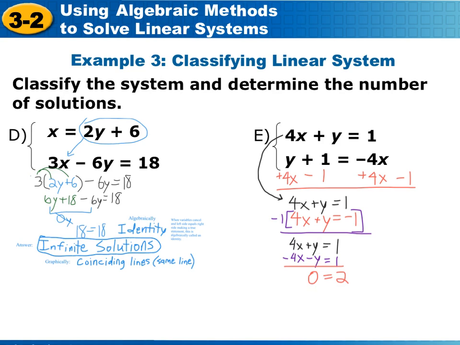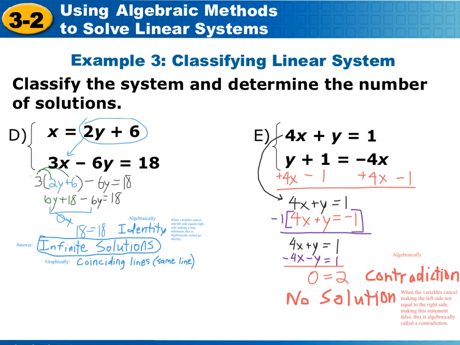So now, what would that imply about how many answers we have? Since my variables canceled again, but this time the left side does not equal the right side, this is a false statement, this means that there is no solution. Algebraically, we call this a contradiction, and graphically this means that these lines are parallel.